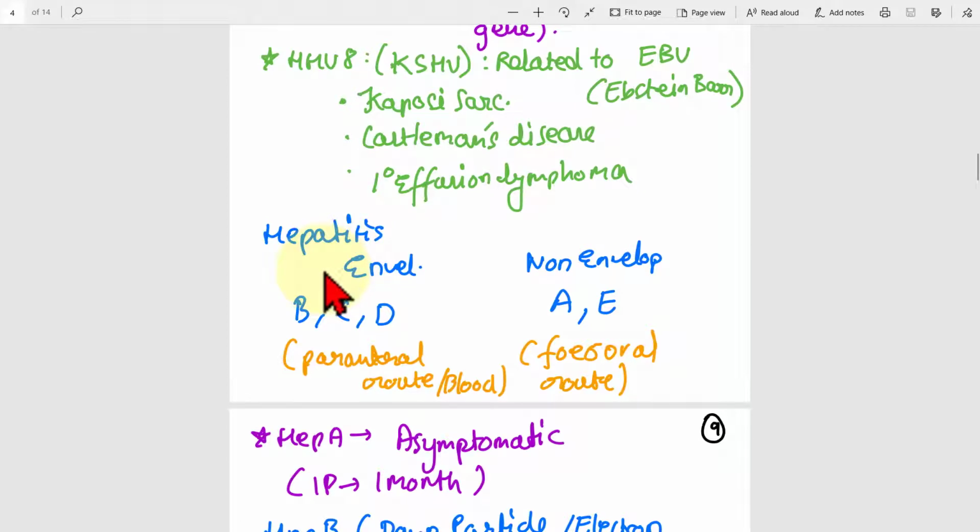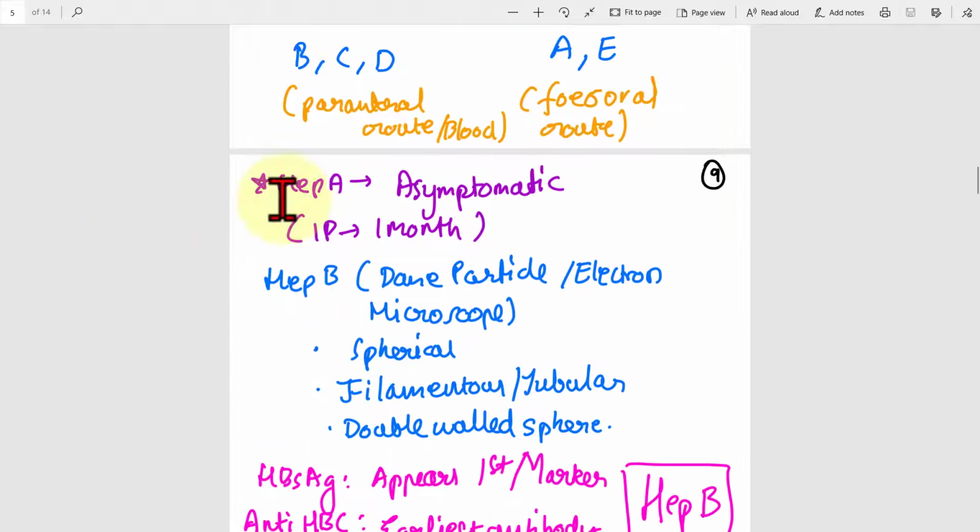Then moving on to hepatitis, there are various types, and now classifying them into enveloped and non-enveloped. In case of enveloped type, there are B, C, and D. In case of non-enveloped type, there are A and E. Talking about B, C, D, they are transmitted through the parenteral route or the blood route. And moving to the non-enveloped type, that is A and E, they spread through the fecal-oral route.